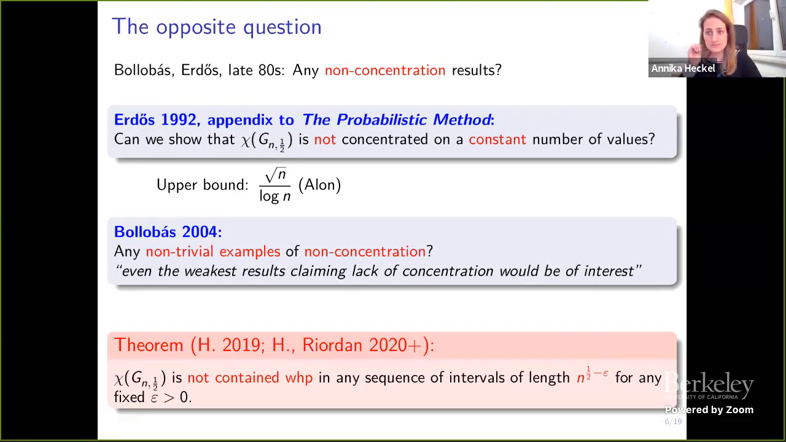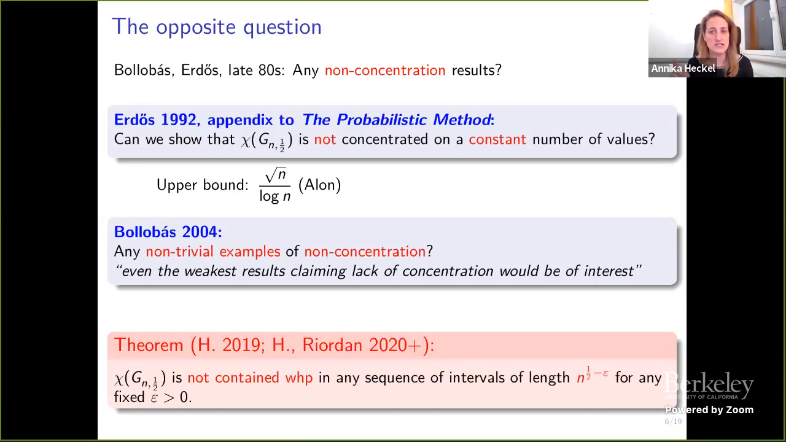Okay. Now, I should give you a word of caution about this result. The order of quantifiers matters. So what we don't show is that for every n, the chromatic number is spread out over root n values. And actually, we don't believe that is true. So at the end of the talk, I will show you a conjecture on what we think the right answer is for every n, and we think it depends on n.